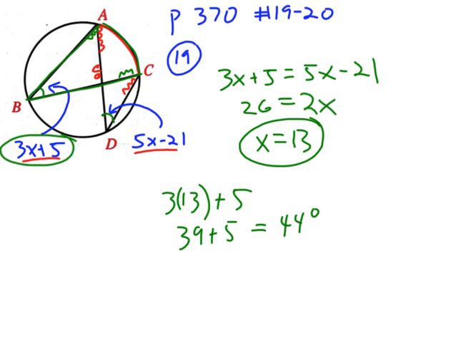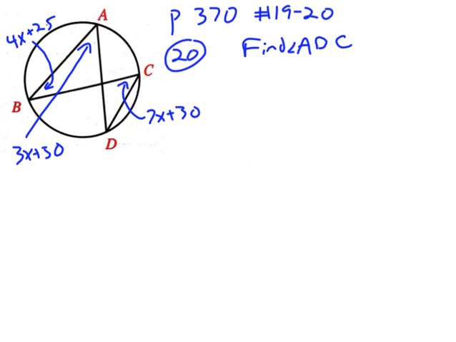Perfect. All right, moving on to the last one, number 20, and this one is involved. Okay, we are asked to find ADC. So ADC is this angle right here that I'm outlining. The arc that it intercepts is AC. So if we could find AC, that might be helpful as well. Well, here's how we have to start this one.